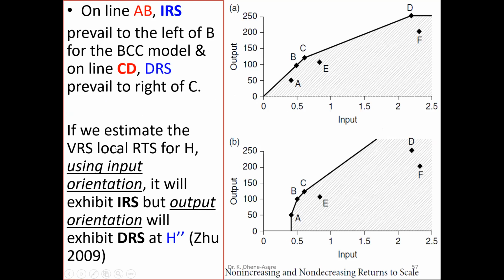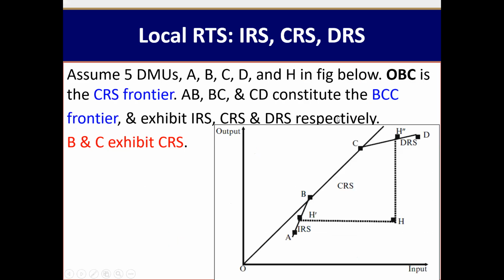Now, if we estimate the VRS local returns for H and we choose the VRS model, using the input orientation it will exhibit IRS, but output orientation will exhibit DRS at H, which is exactly the point that I just said. And now these two graphs will just show how the non-increasing and non-decreasing returns to scale look. We don't normally talk about this separately because they are all embedded inside this.